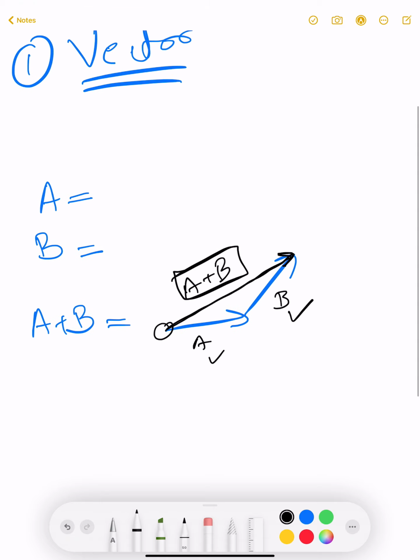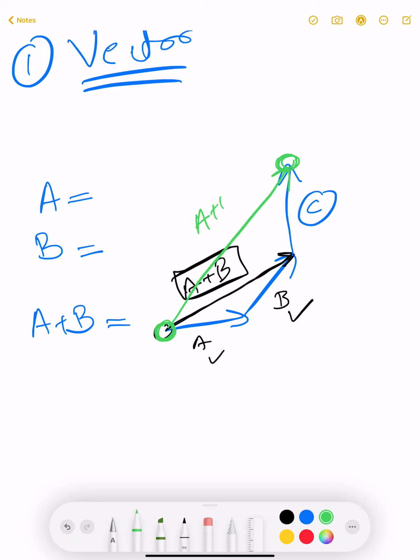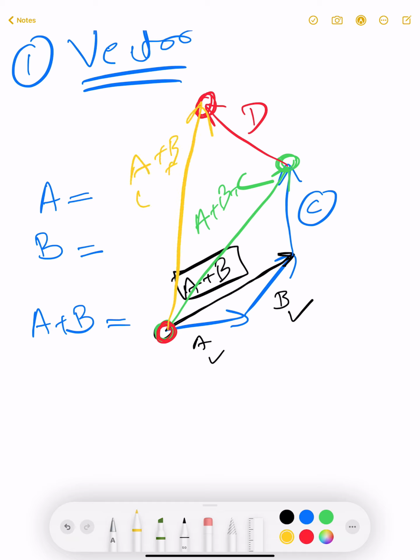Similarly, if we have another vector, vector C, and we need to add it as well, we again start from the tail of the first vector to the head of the last vector, and there will be a new vector A plus B plus C. Similarly, if we have another vector, vector D, again we start from the tail of the first vector to the head of the last one. So this one will be A plus B plus C plus D. This is how vectors are added.